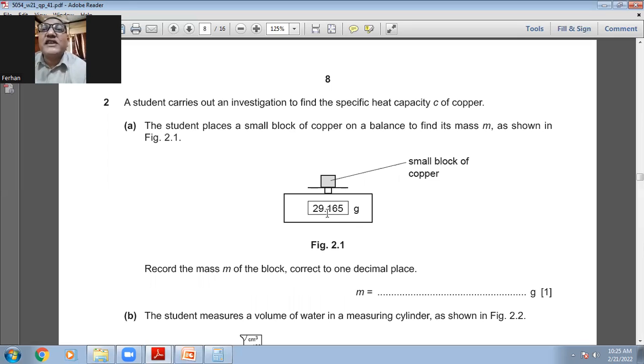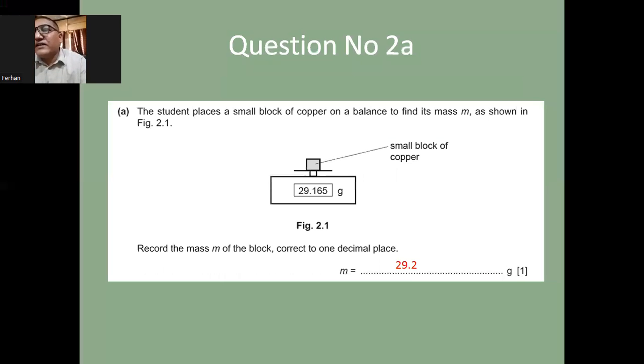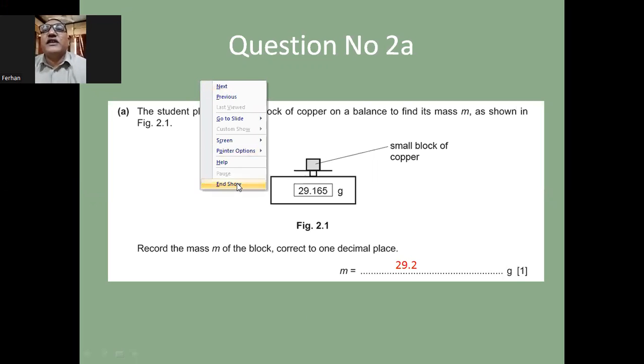So 1 decimal place means after the point there should be only 1 digit. After the point there is 1, and after that we have 6, so when I round it off, I will write 0.2. So the answer will be 29.2 grams. Sorry, not 29.1, it is 29.2 grams. Let me show you, I have noted it down on your screen: 29.2 grams. So let's move to the next part.